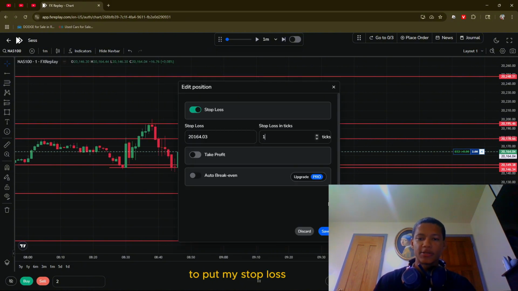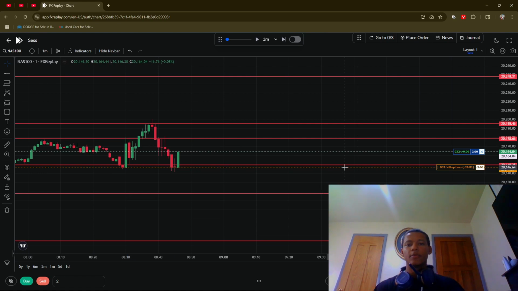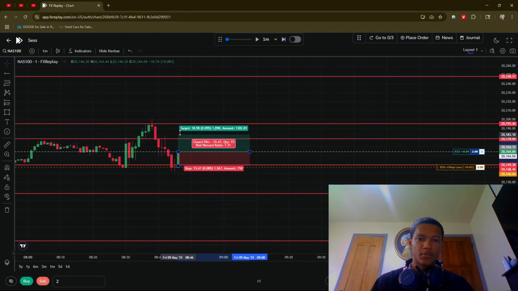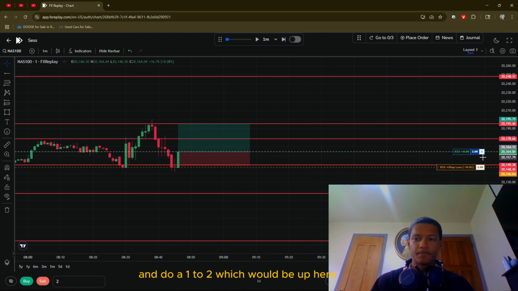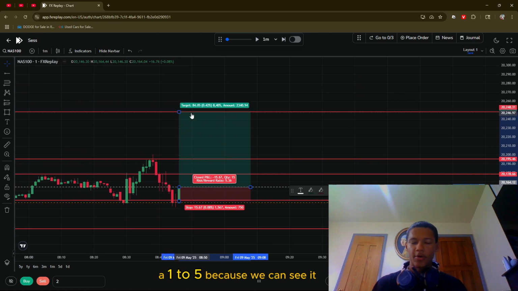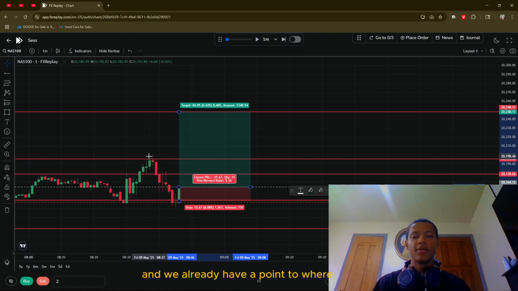We put my stop loss right under where we expect the market to break our hypothesis. I take my long position and do a 1 to 2, which would be up here. But with this one, get a little greedy. A 1 to 5, because we can see it maybe touching previous day highs, and we already have a point to where it has made it prior.